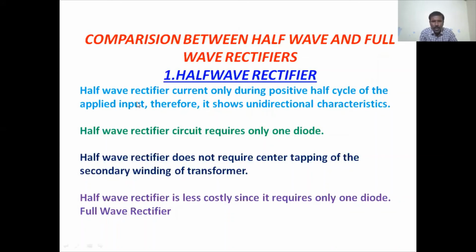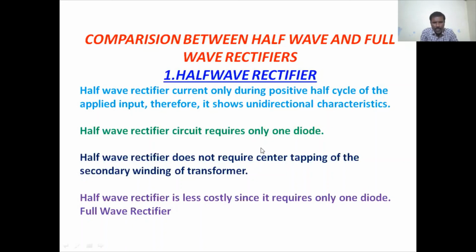A half wave rectifier conducts current only during the positive half cycle of the applied input. Therefore, it shows unidirectional characteristics. Why does it show unidirectional characteristics? Because a half wave rectifier conducts only during the positive half cycle of the applied input. That's why it shows unidirectional characteristics.